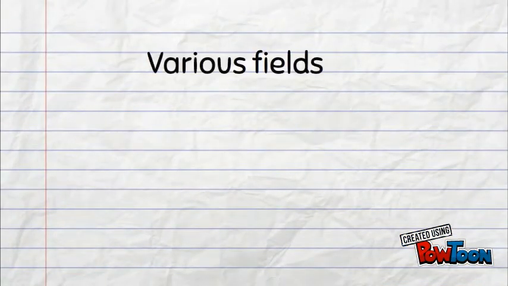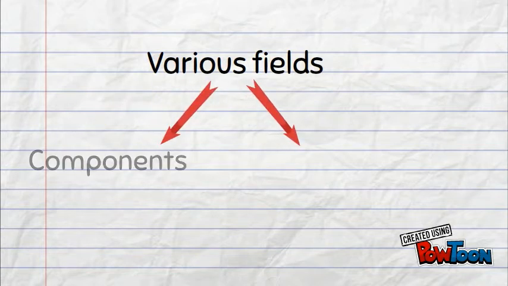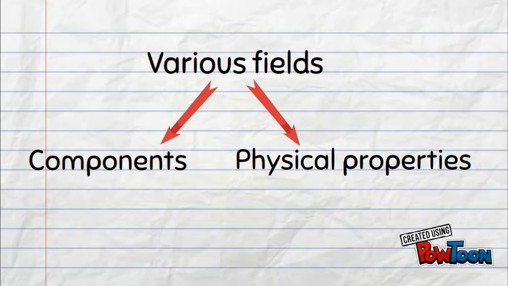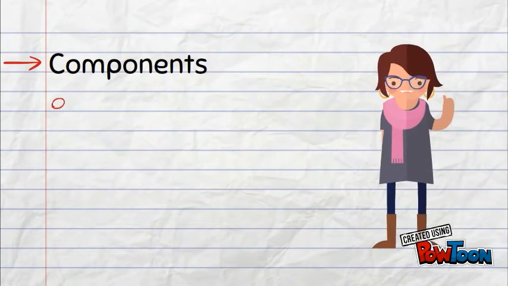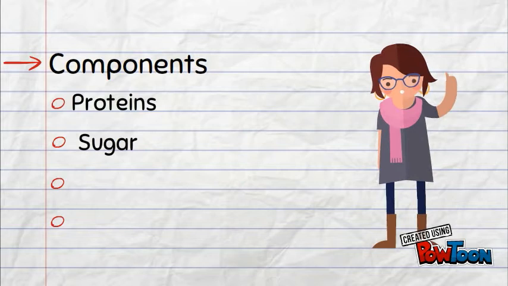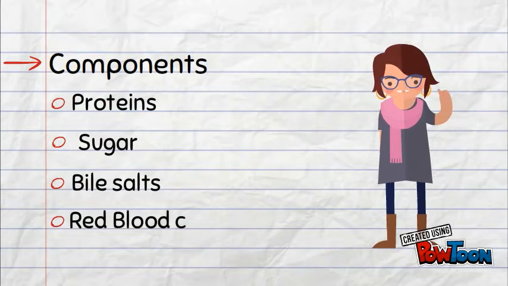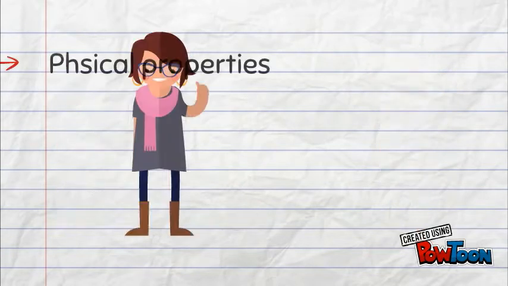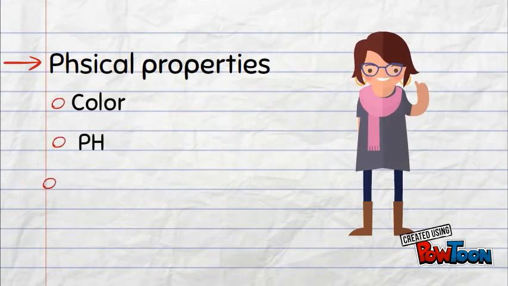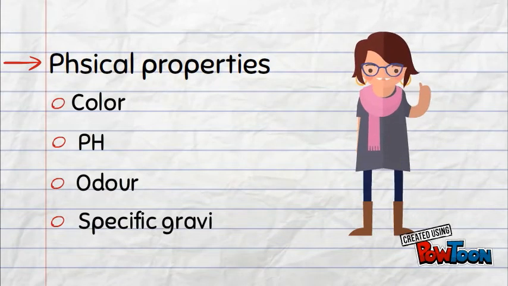A urine report contains various fields which can be divided into two main categories, namely the components, which are present in the urine, and the physical properties. The components include fields such as proteins, sugar, bile salts, red blood cells, etc. The physical properties include color, pH, odor, and specific gravity.